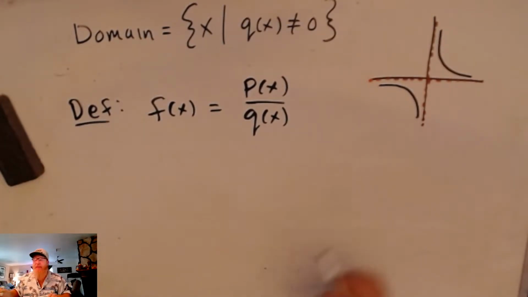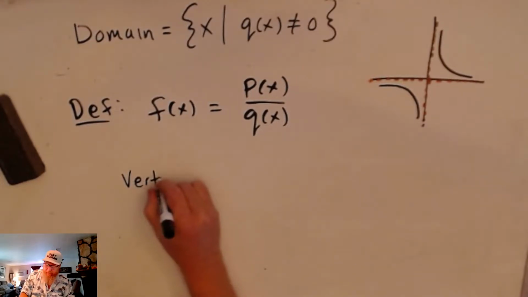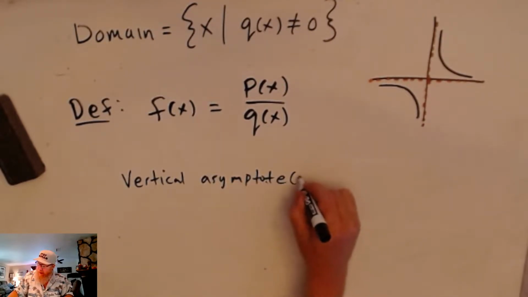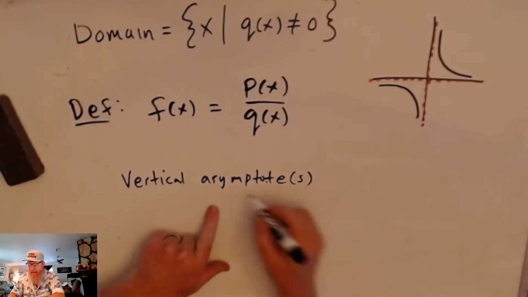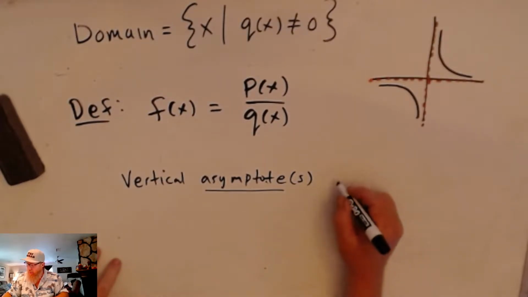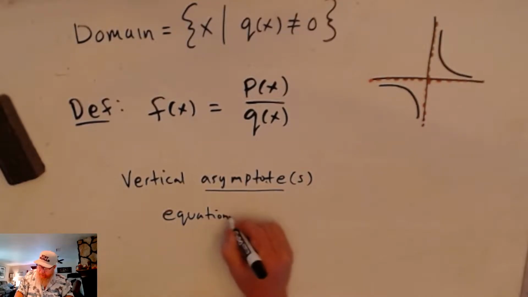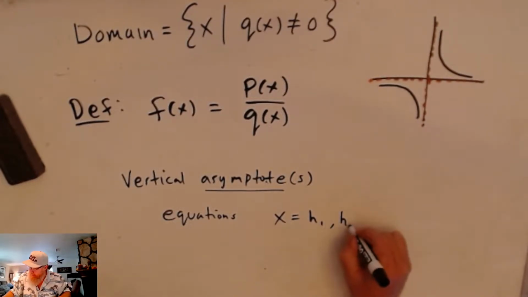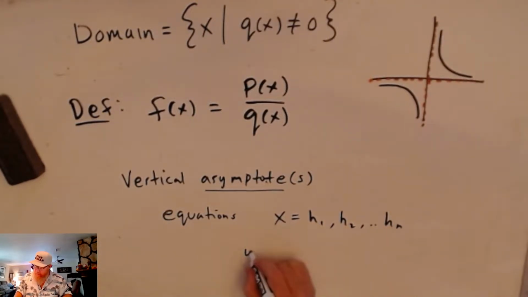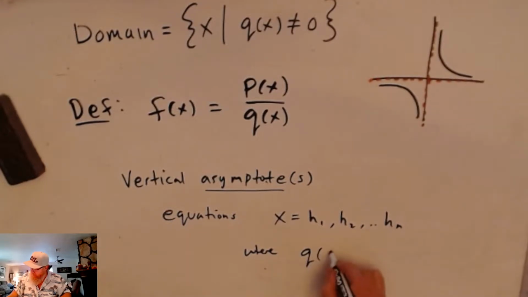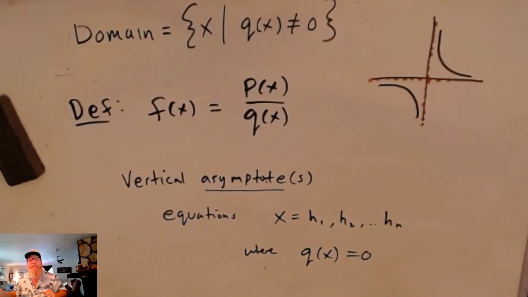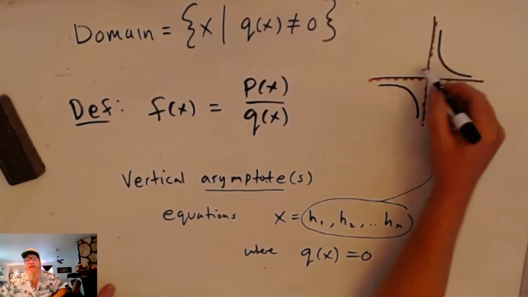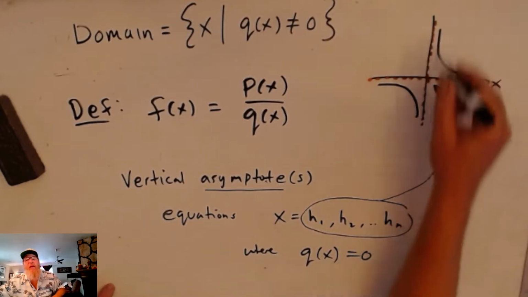So that's the domain. The vertical asymptote or asymptotes, we'll start off with just one asymptote, but eventually there might be more than one, are the x values given by the equations x equals h1, h2, up to hn, where q of x is equal to 0. So for any of these x values on the x-axis, it creates a vertical asymptote.